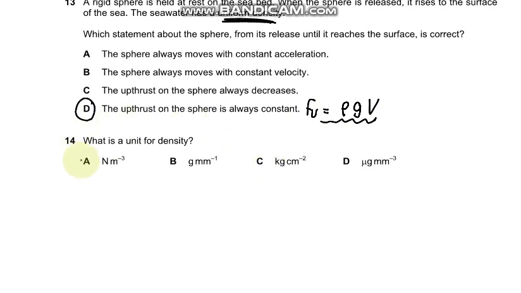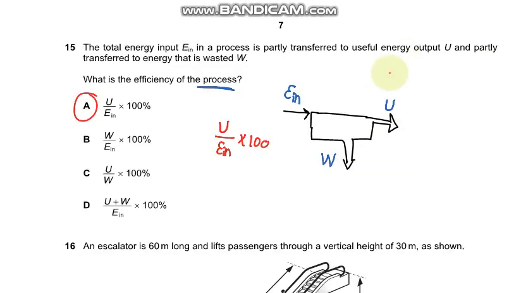Question number 14 says which is a unit of density? So that's mass over volume. So that's gram per millimeter cubed. D. Question number 15 talks about what is the efficiency. Input is given, output is given, wastage is given. So U over E, unit A is the proper answer.